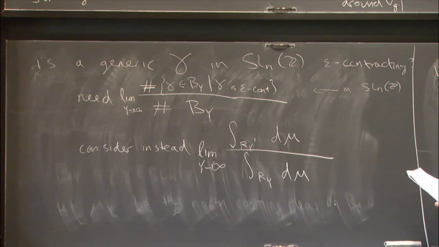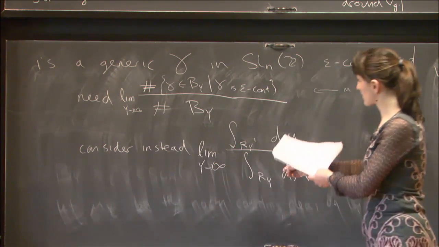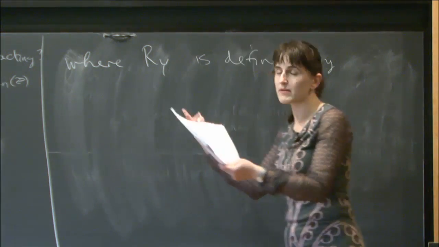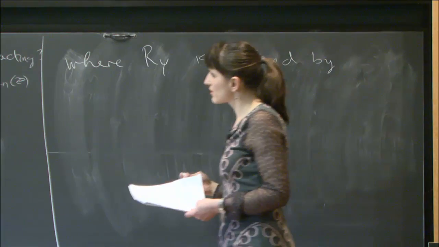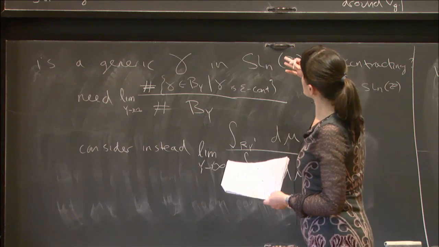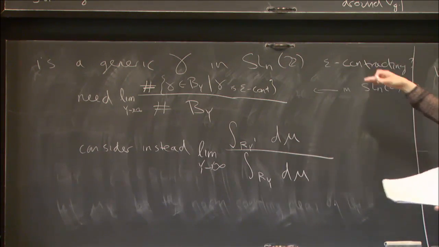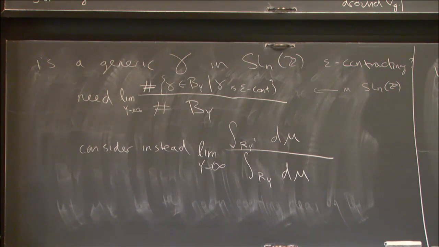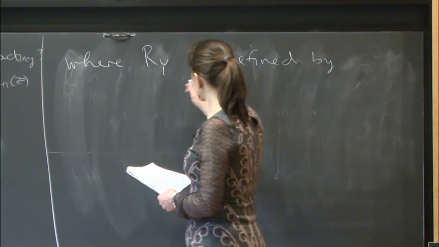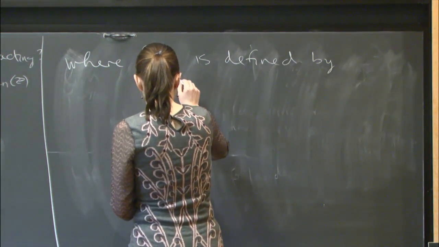So r_y is defined by, well, this is going to correspond to the ball of radius y. It's going to be the elements in SL_n(R) of norm less than y. And so norm for us is determined by the top singular value, the largest singular value of gamma. So this is going to be defined by the following things.